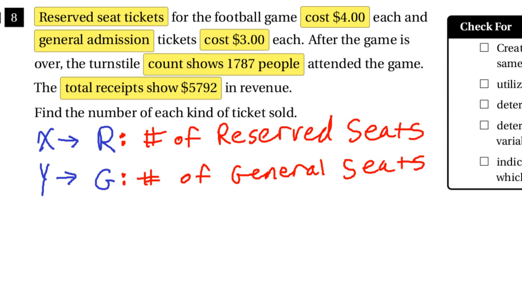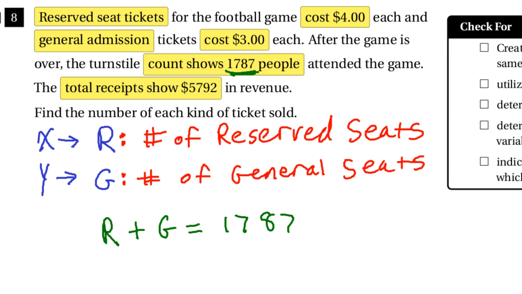Now, if we think about the number of seats, every time a seat is sold, that means that there's going to have to be a person in that seat. And I can see that there were 1,787 people. So looking at it from that perspective, we can say if I take the number of seats that were reserved plus the number of seats that were general seats, it should equal the total number of seats that had people. So this was the first equation that we should get.